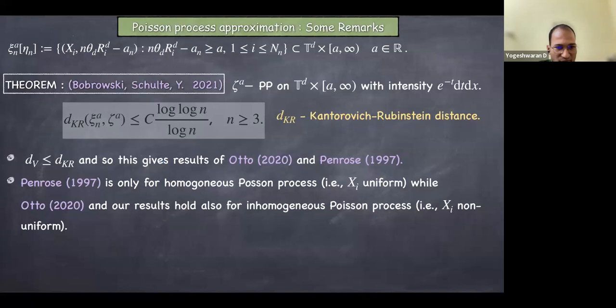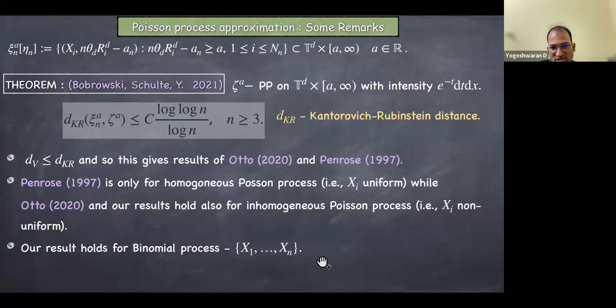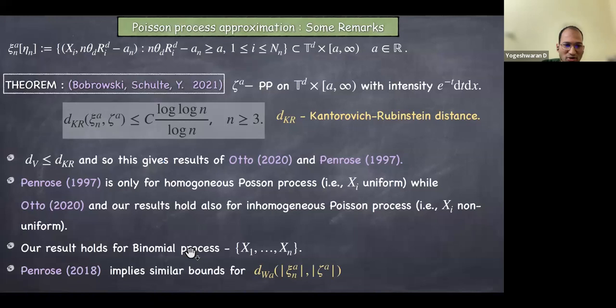And our results also are true if, instead of Poisson, you take a fixed number of points. And Penrose, in a recent work, got results for the total number of points, the cardinality, in Wasserstein distance. So our results also will imply the results of Penrose for the total number. Okay. This can be done. So I will just pause a minute, and if there are any questions, I will take them.